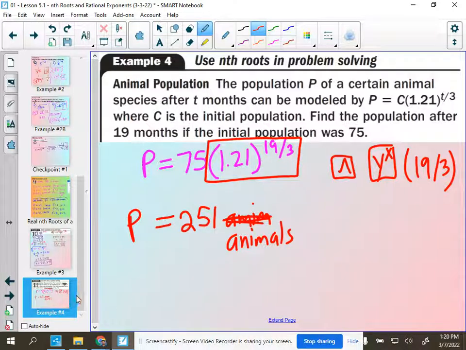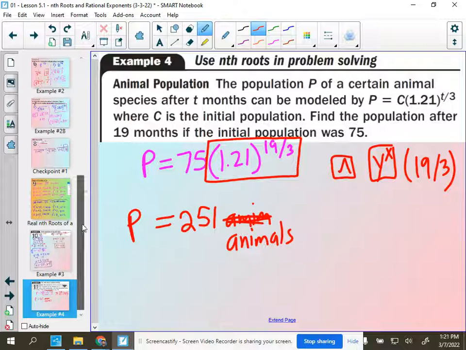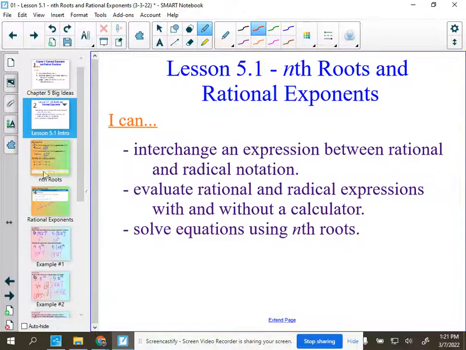So that's it. We're out of examples. We're out of slides. We should be able to check off everything on the list. Change forms. That's a big one, being able to go from one form to another. We did that. Evaluate expressions with and without a calculator. We did those, knowing how to rewrite. It still kind of goes back to this skill. And then solving equations, knowing when you have one versus two solutions. So we're checked off. We are good.